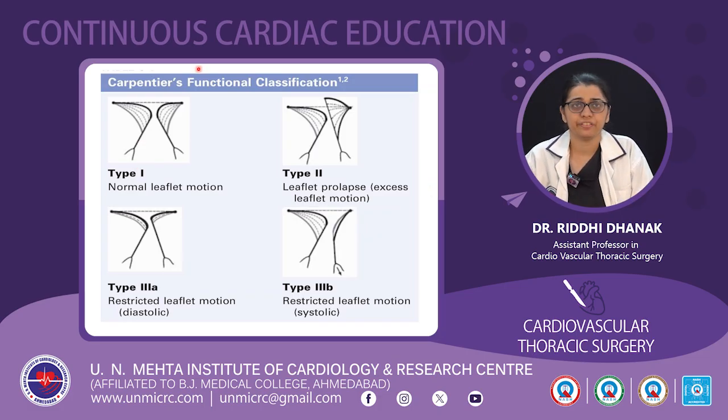Carpentier gave a functional classification depending on the leaflet motion for easier diagnosis and management of mitral valve regurgitation, the pathology and its appropriate management. The first type is with a normal leaflet motion. The second is with excessive leaflet motion. The third A type is because of the restricted leaflet motion in systole and diastole both, and in third B there is restricted leaflet motion in systole.